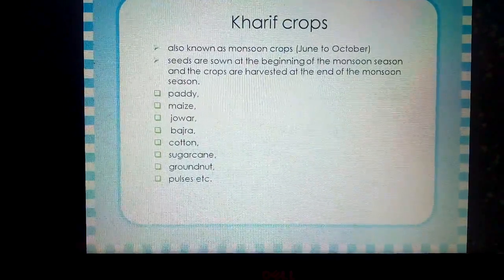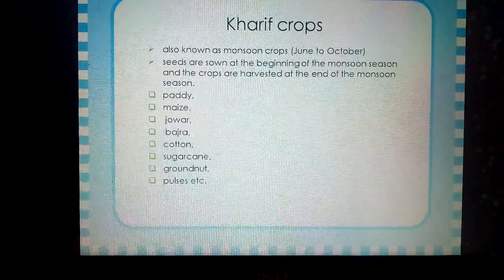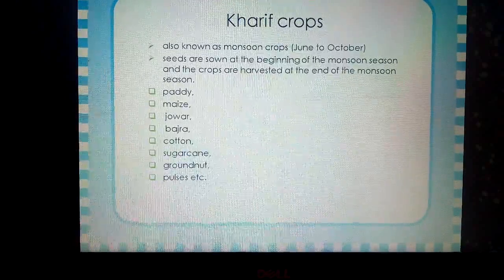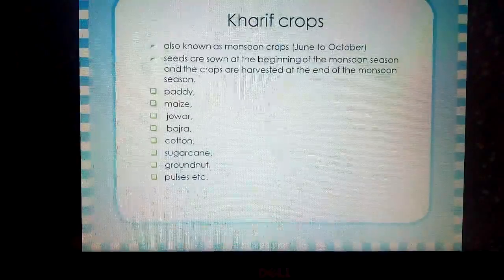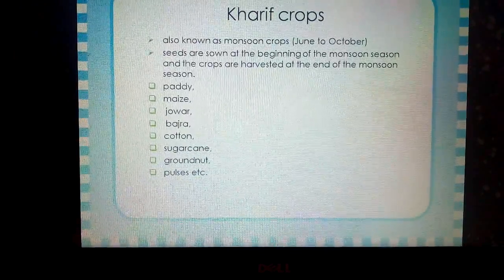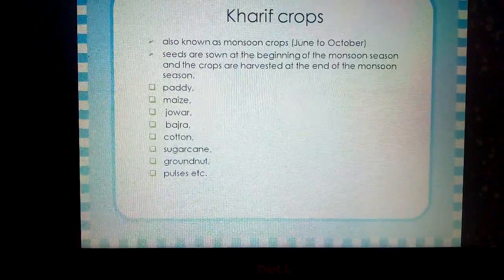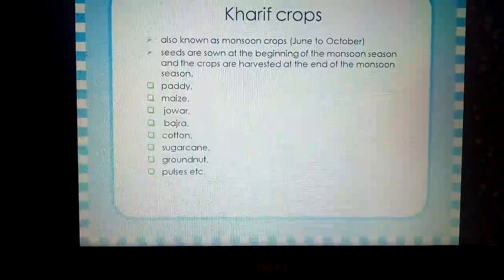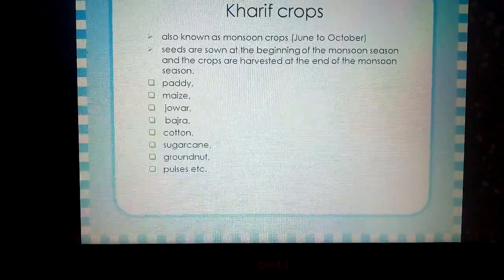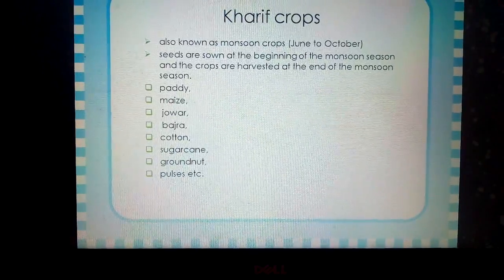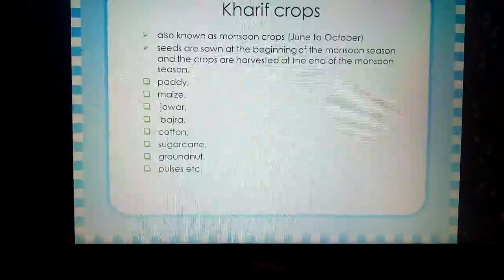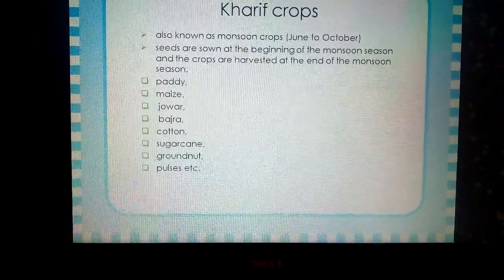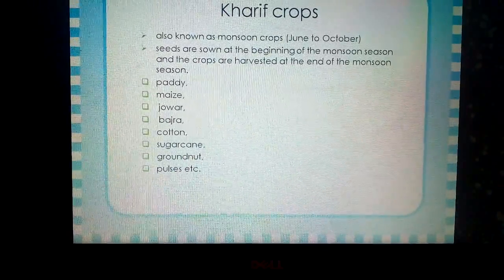The seeds are sown at the beginning of the monsoon season and the crops are harvested at the end of the monsoon season. That means in the beginning of June these crops are sown and at the end of October these crops are harvested. You need to remember clearly that kharif crops are known as monsoon crops, and their sowing and harvesting period is between June to October.